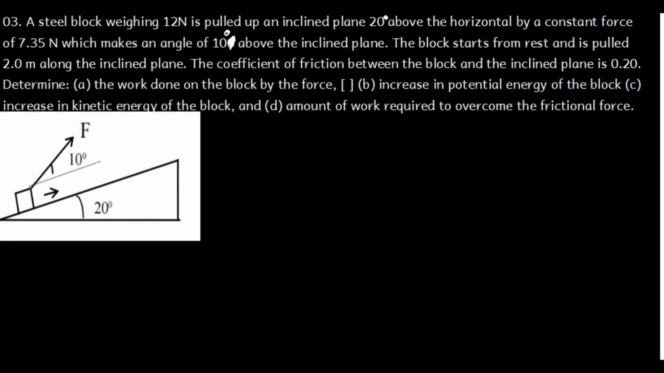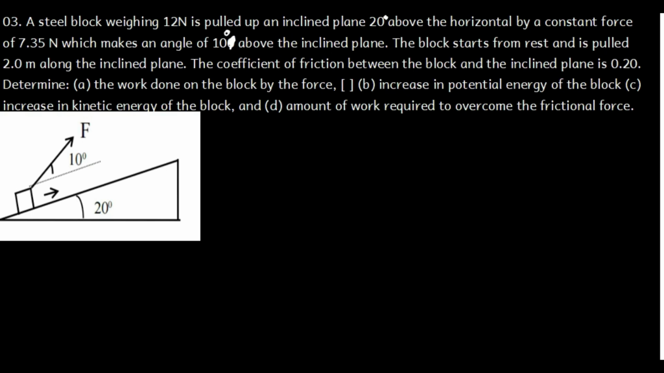Determine part A, the work done on the block by the force. Part B, determine the increase in potential energy of the block. Part C, determine the increase in kinetic energy of the block and the amount of work required to overcome the friction force. Okay, so now let's start with part A, which is saying the work done by the force.